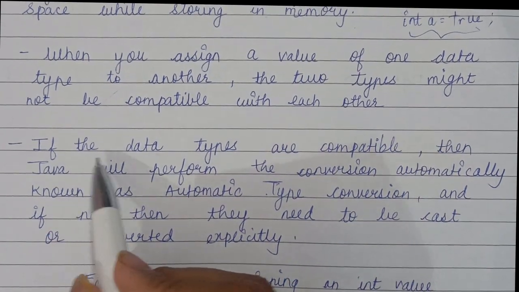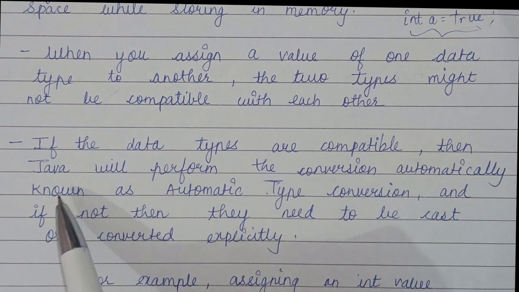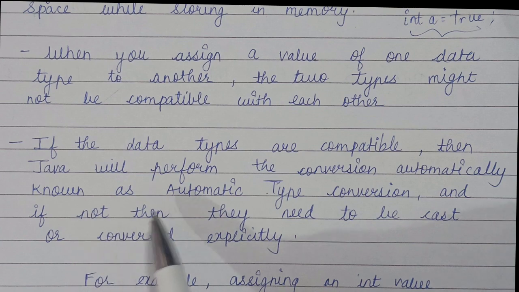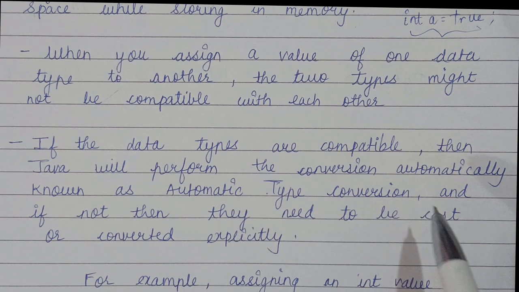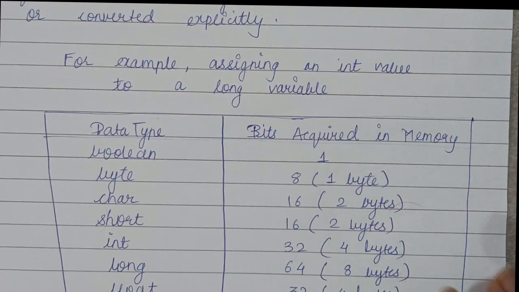If the data types are compatible, then Java will perform the conversion automatically, known as automatic type conversion. Example.